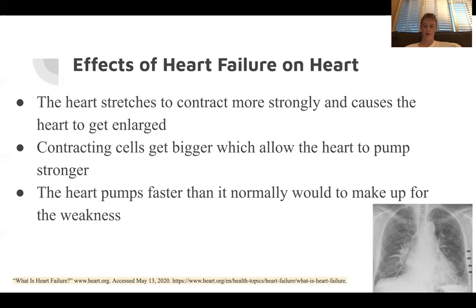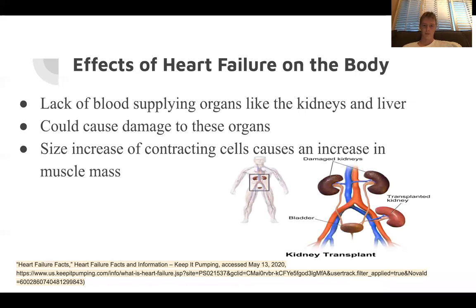People that get heart failure at first don't even realize it, because these mechanisms are making up for the lack of supply of blood. And then the effects of heart failure on the body: lack of blood supply to organs like the kidneys and liver. The heart starts pumping blood more to important organs like the brain, and less to organs like the kidney and liver. So this could cause damage to these kinds of organs, which is also not good.